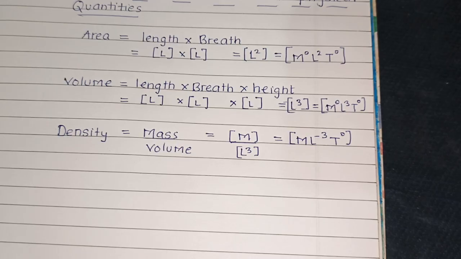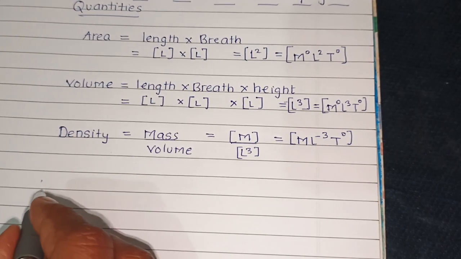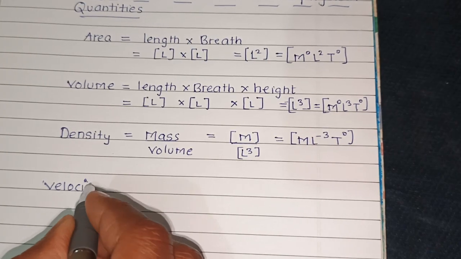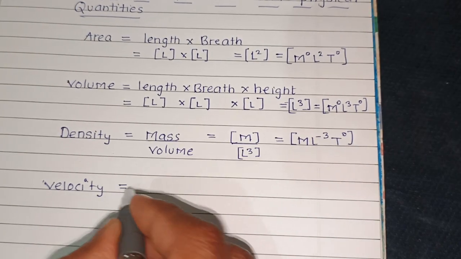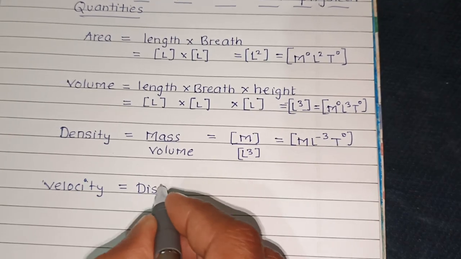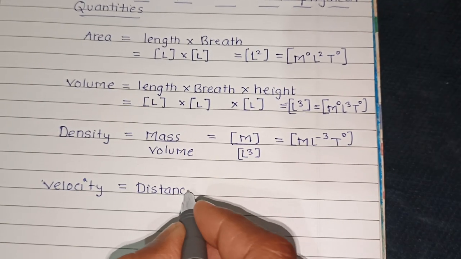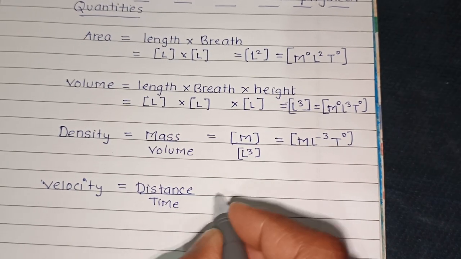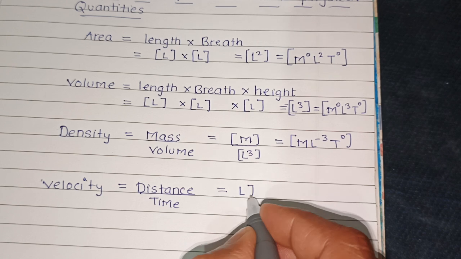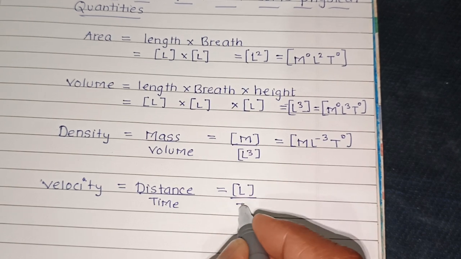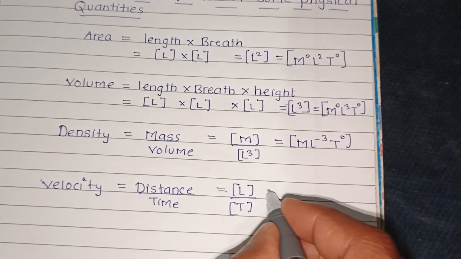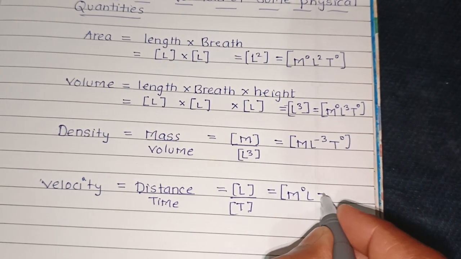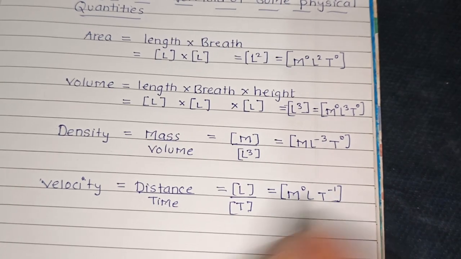Velocity. Velocity is distance by time. Distance is L, time is T. So that is M to the power 0, L T to the power minus 1.